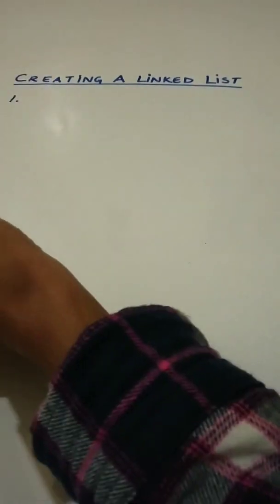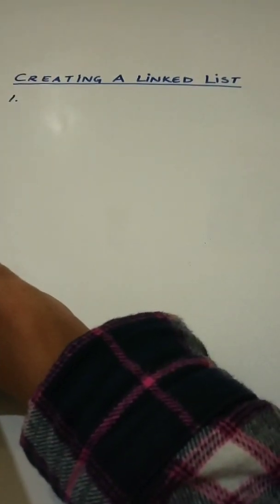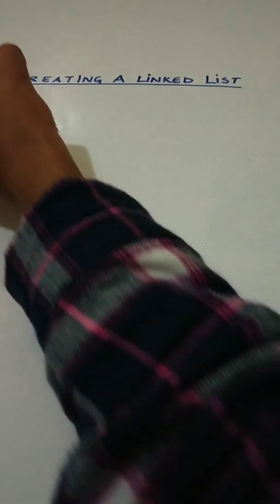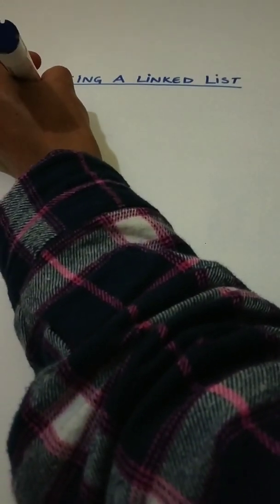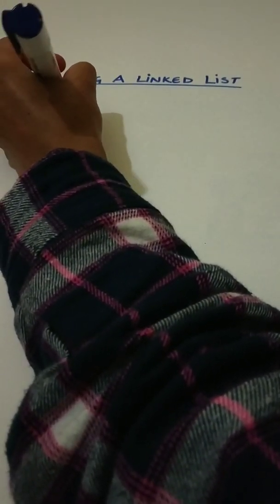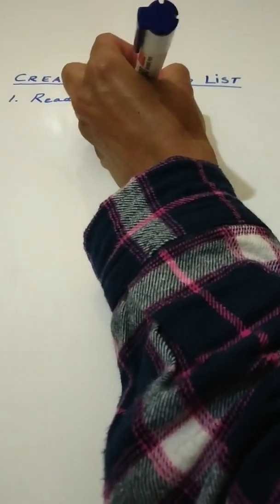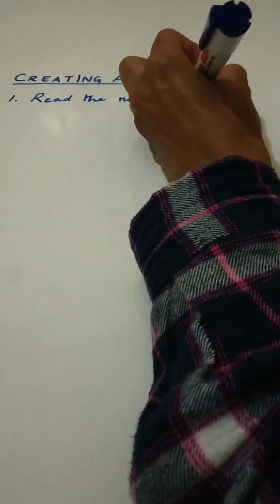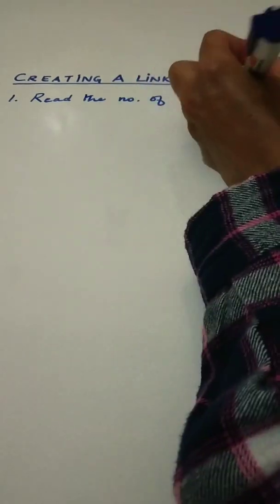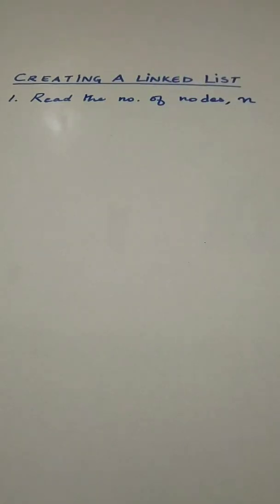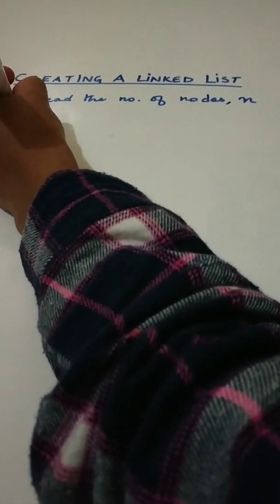Firstly, I need to decide on how many nodes will be there in my list. So the first thing is read or input the number of nodes that you want to create, and then let's say I call it n. So n can be, I want to create 5 nodes, so the value of n will be 5, and so on. Then what is the second step?